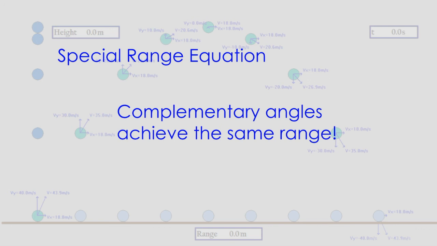That's it for the special range equation. You can use the equation as long as it's only for level-to-level projectiles. You can try to memorize it, you can try to derive it whenever you want to, but again, it's kind of limited, so finding better solutions might be another alternative.